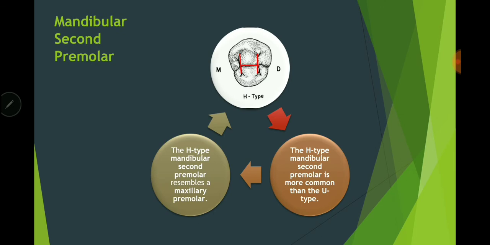Mandibular second premolar, this is an H type. So the H mandibular second premolar is more common than the U type. So the most common is the Y, followed by H, and then the U. U are rare. So the H mandibular second premolar resembles the maxillary premolar. Remember that.